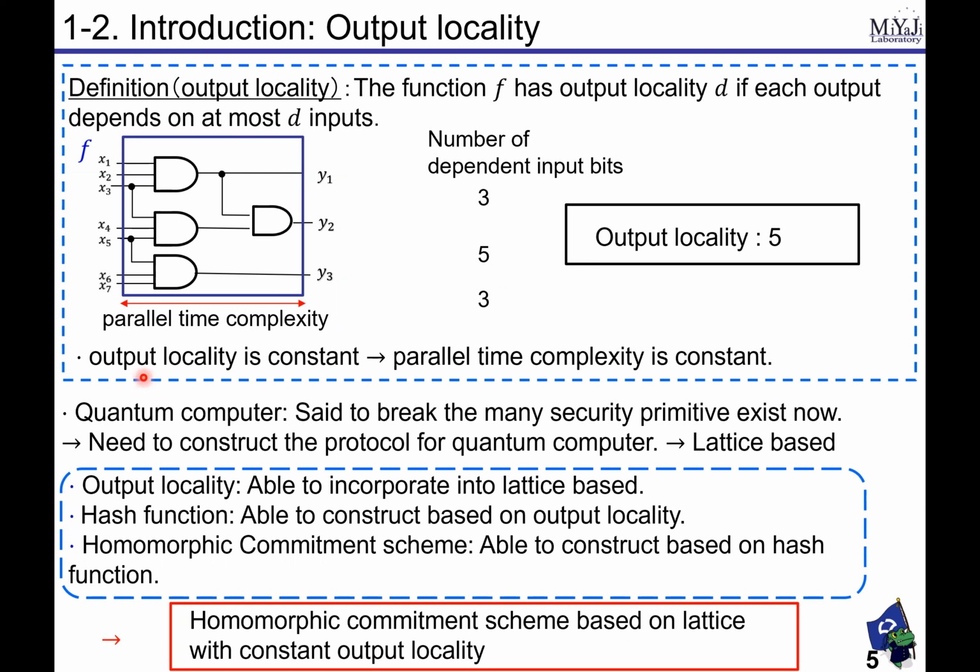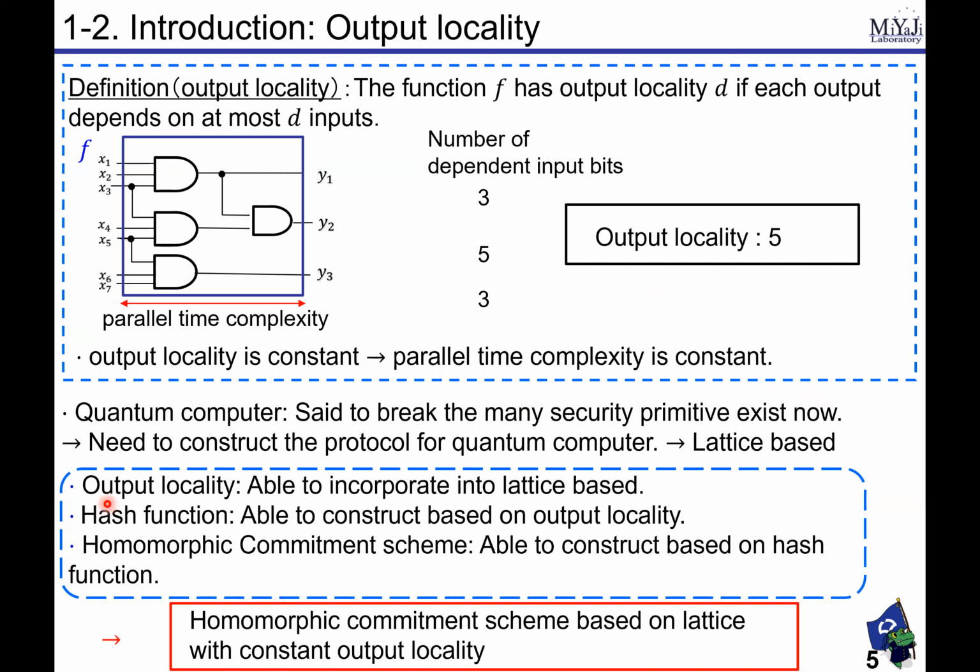Also, a feature of upper locality is that if the upper locality is constant, then the parallel complexity is constant. Next, it is said that if quantum computers are built, then they can break many of the security primitives that exist now. So we need to construct protocols for quantum computers, which are lattice-based.